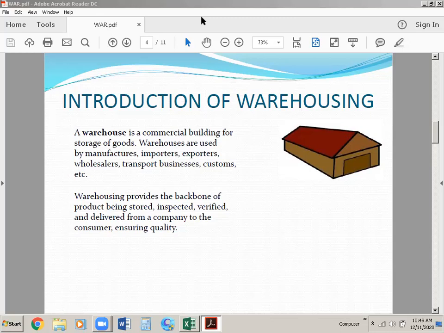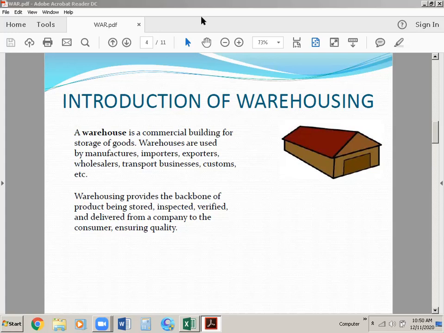Then we have the transport business. Definitely the transport business needs some place where it can store commodities before the goods are moved to the point of consumption. Definitely, as long as production is going on and the commodities do not move to the consumer and the retailer's shop, then the wholesaler needs godowns.